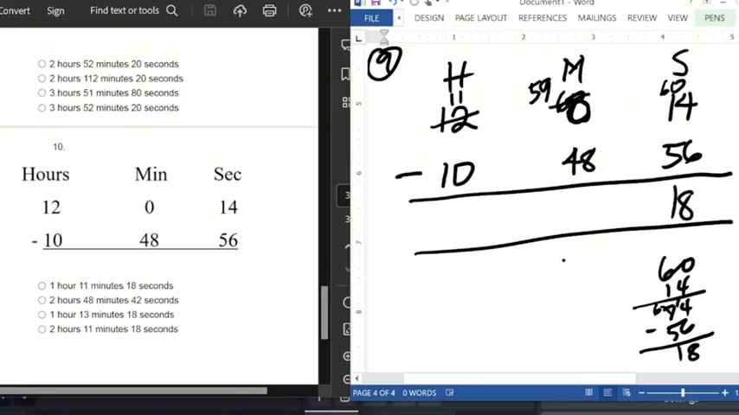Now 59 minus 48, that's going to give us what? 11. So 11 minus 10 will give us what? 1. So which means 1 hour, 11 minutes, 18 seconds. And that is option what? Option A.